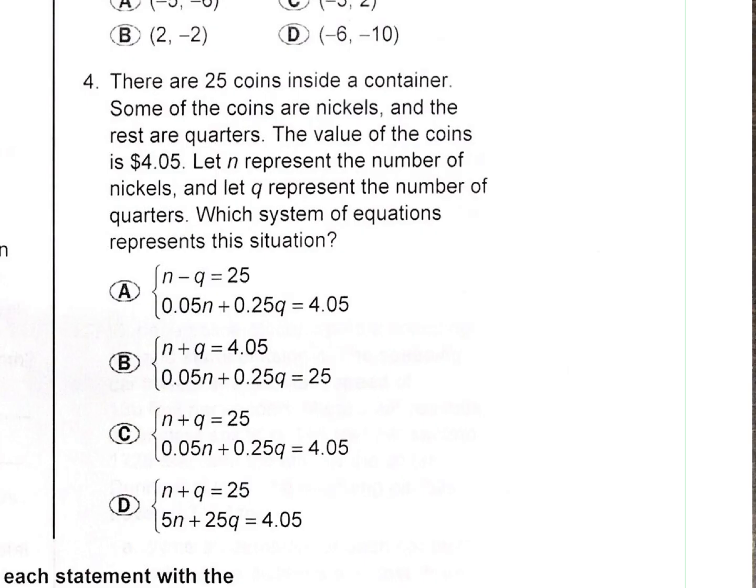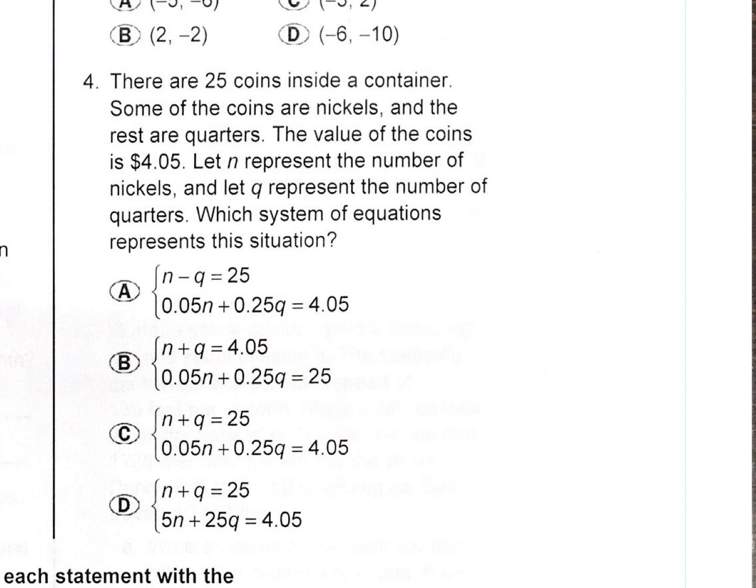Number 4 on EE.8c, there are 25 coins inside a container. Some are nickels, the rest are quarters. The value of the coins is $4.05. Let N represent the number of nickels and Q the number of quarters. Which system represents the situation?